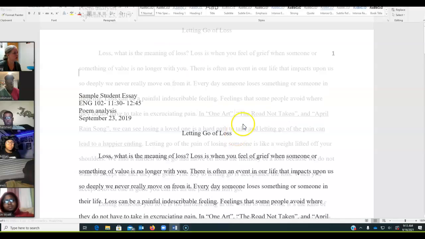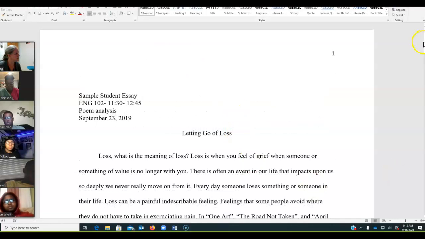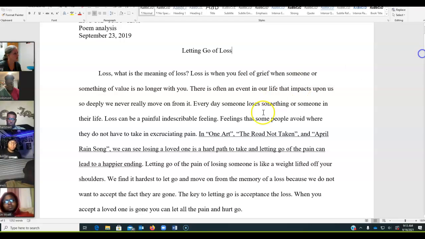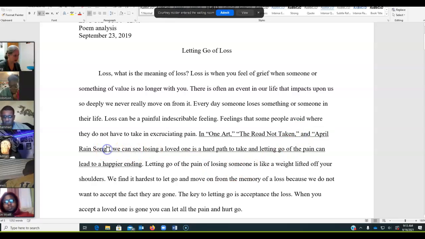I'm going to enable editing. I'm going to fix that real quick. Hang on. So it should look like this instead of the commas on the outside. So keep that in mind. The commas go inside the quotation marks, please. But let's take a look at this wonderful thesis.